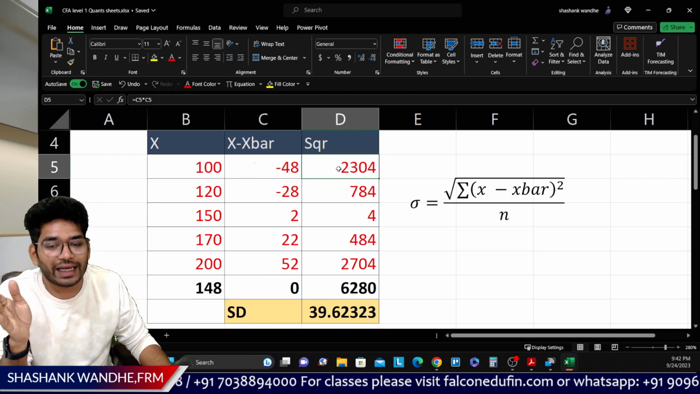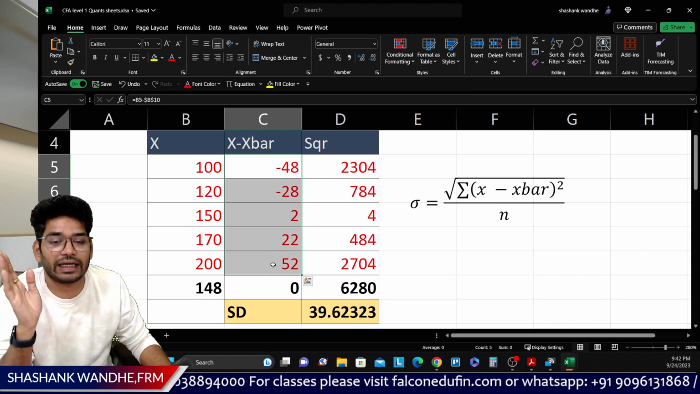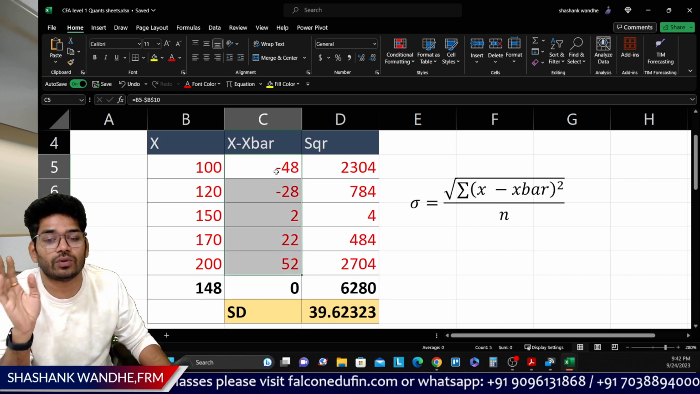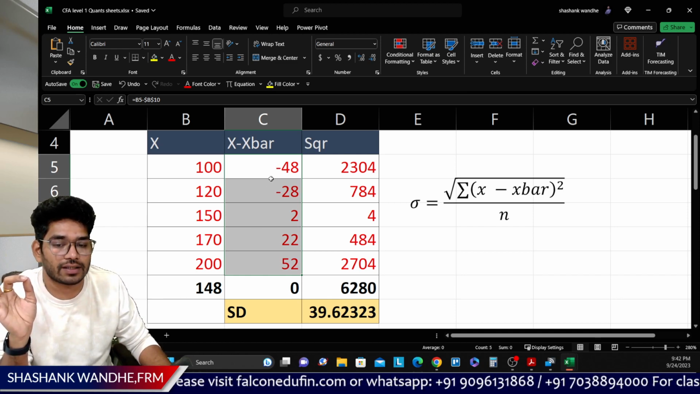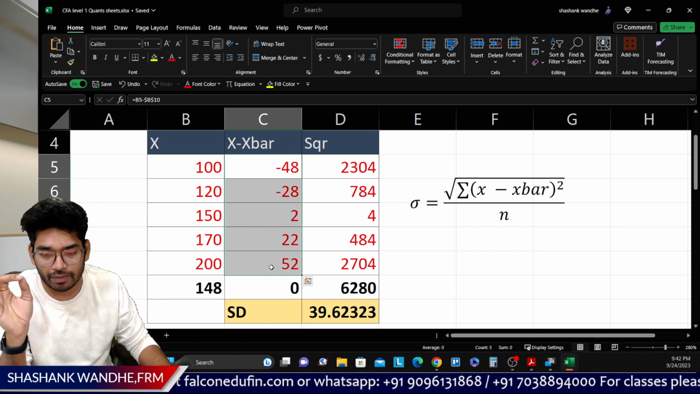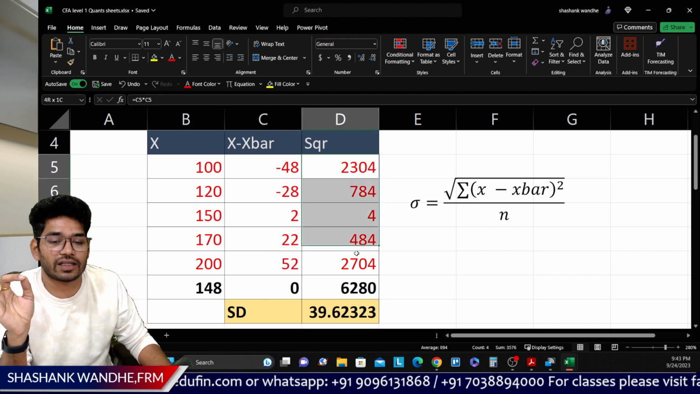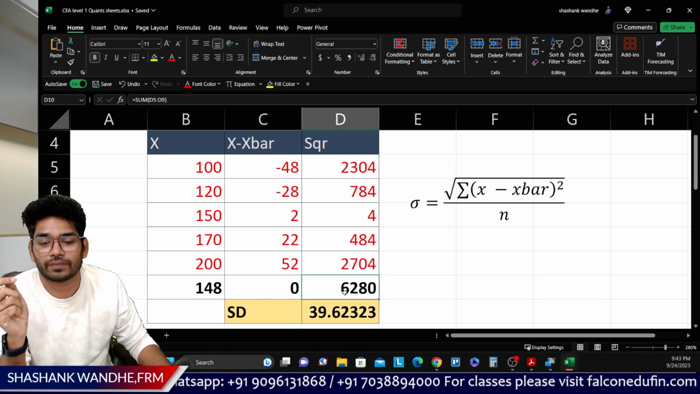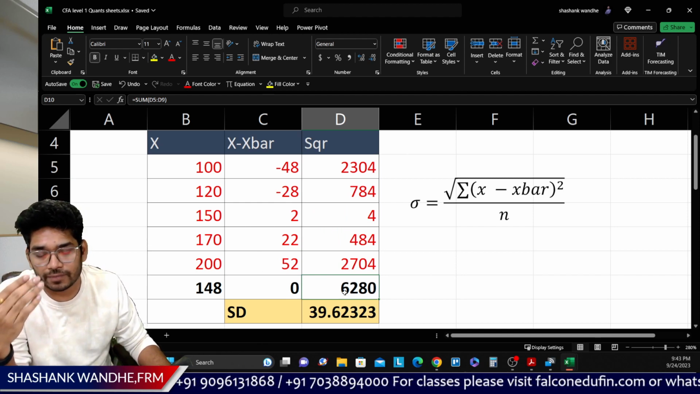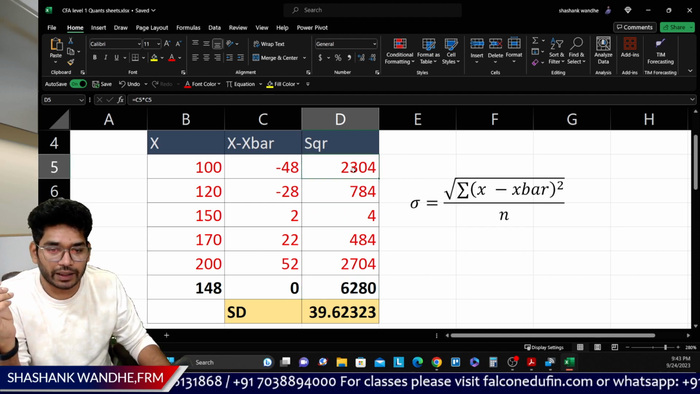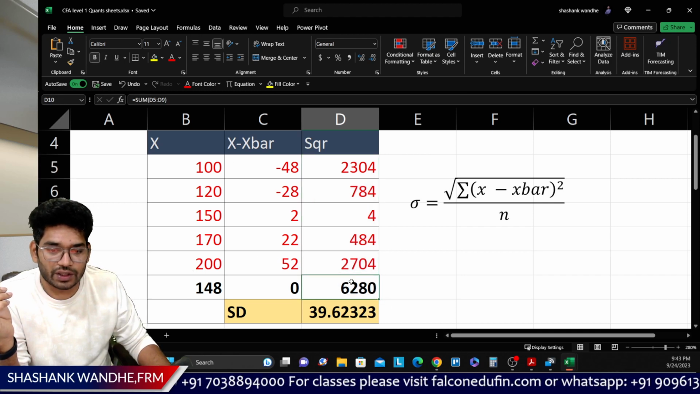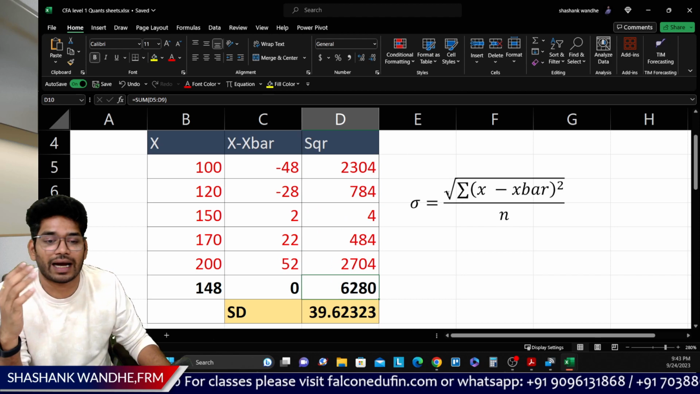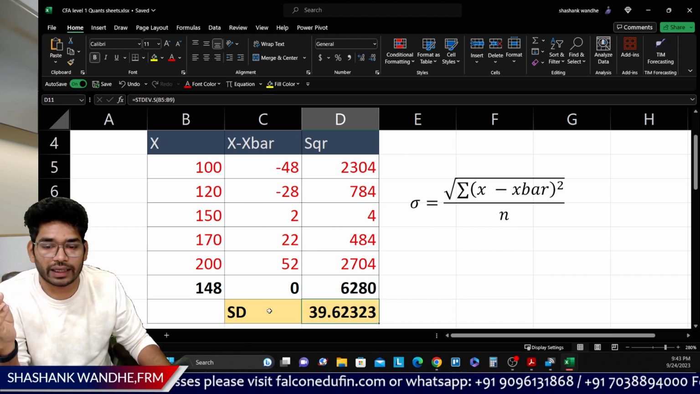Remember, squaring here is only done, we are squaring this x minus x bar only to remove these negative signs. Okay, so minus minus and all the plus. So once you have this square, now we can sum it up. Sum of squared mean deviation. Once you have this, divide by n, total number of values, and then take the square root, and this is how you get this standard deviation.